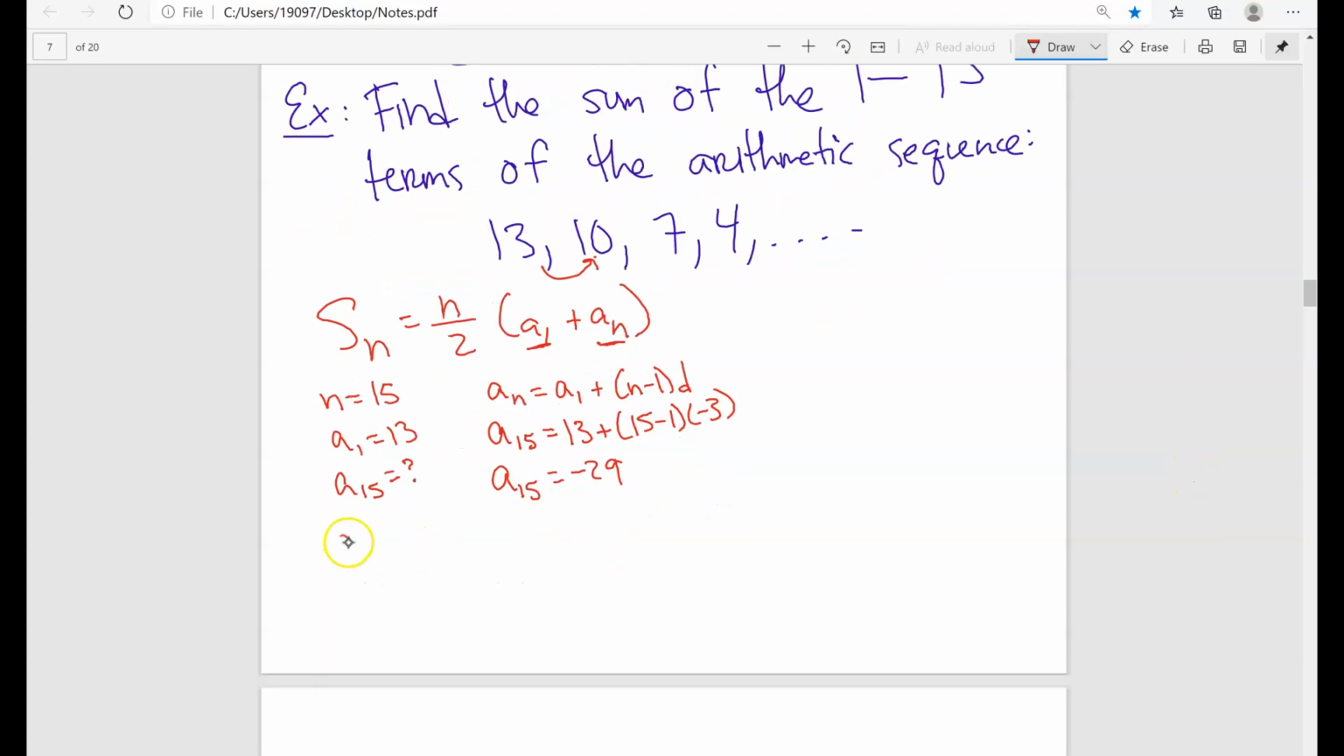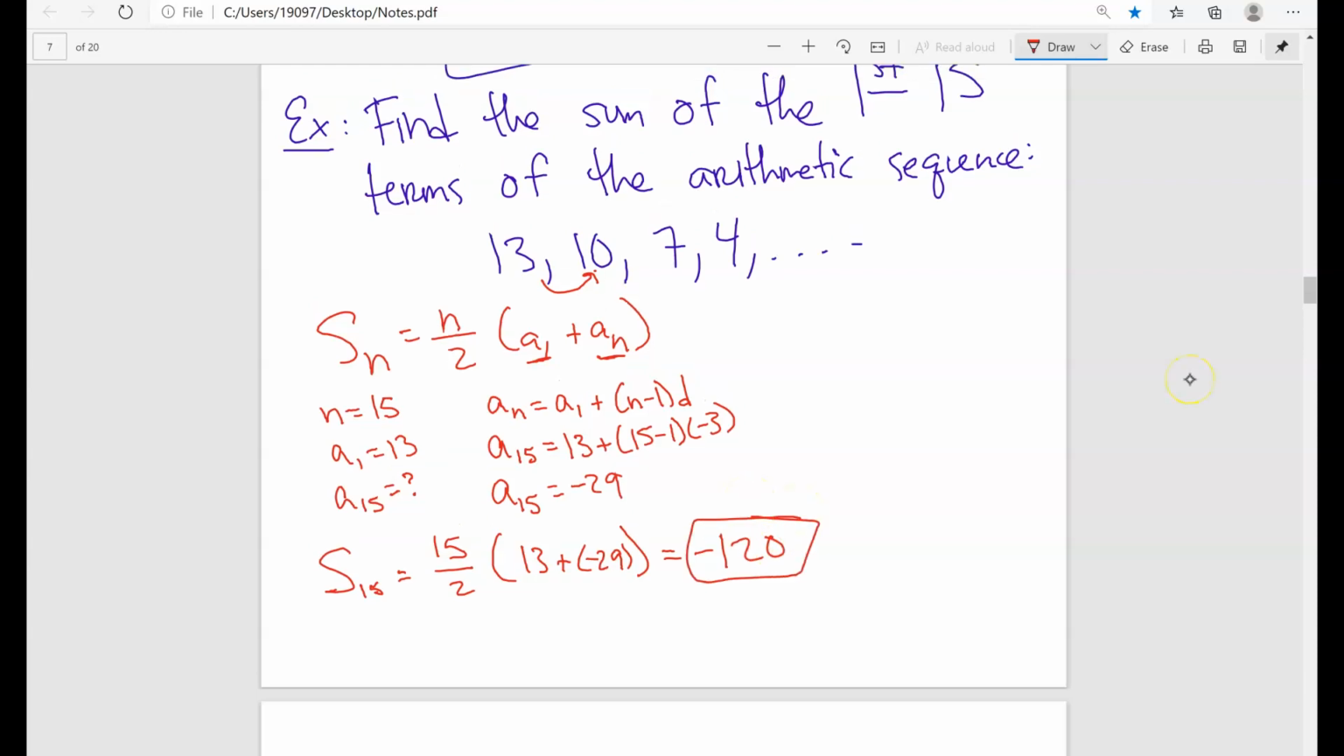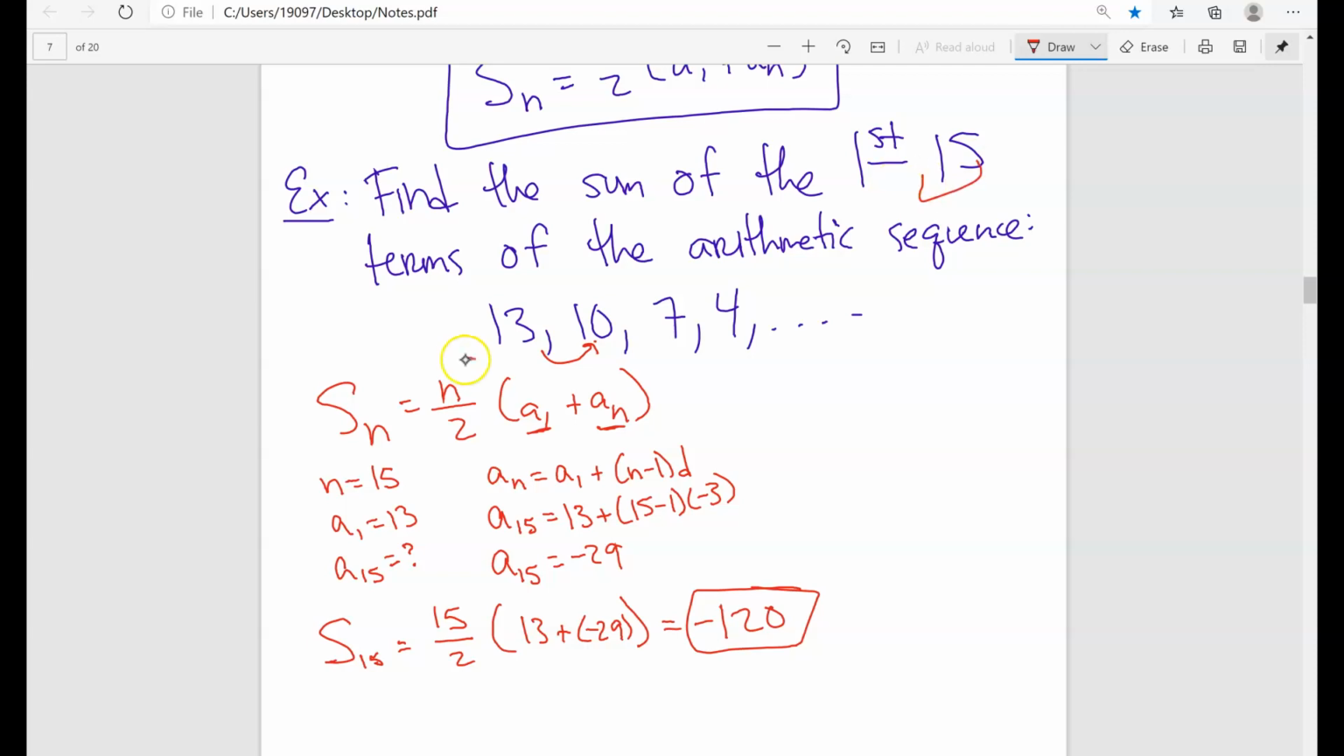So now that I have that, I can plug that into my formula for the sum. So the sum of the first 15 terms is going to be equal to 15 divided by 2 times a1, which is 13, plus negative 29. And then that's going to give me my answer. So what is that? 15 over 2, 13 plus negative 29, that's going to give me negative 120. So what that means is that the sum of the first 15 terms of this sequence is going to be equal to negative 120.